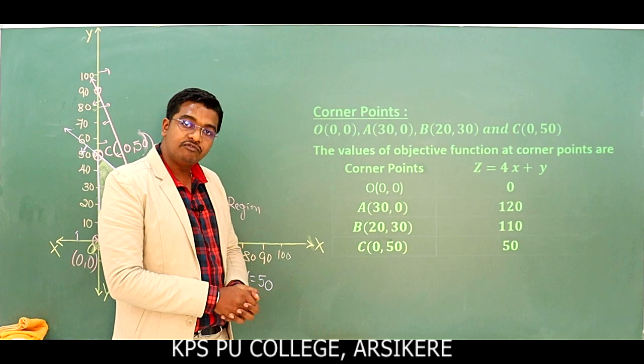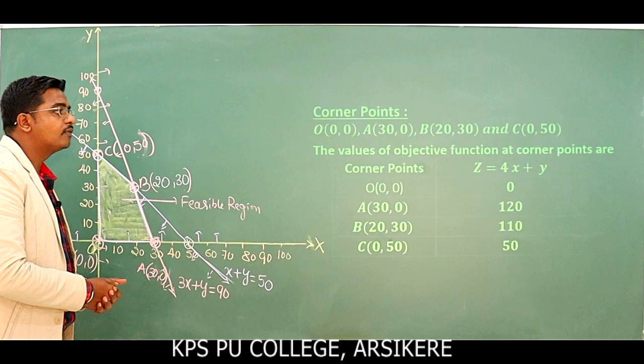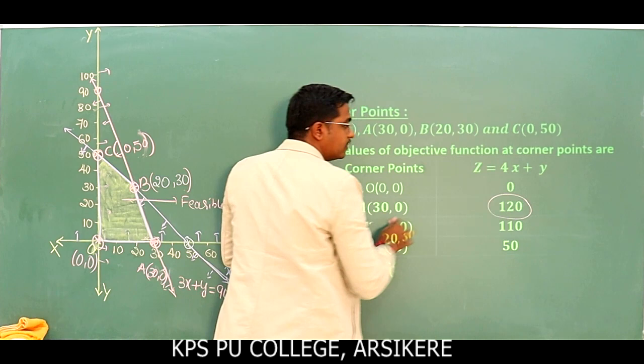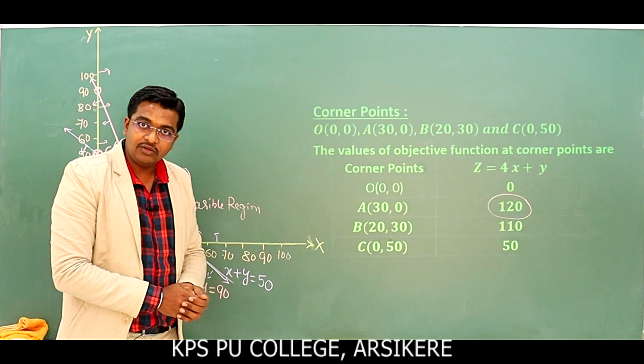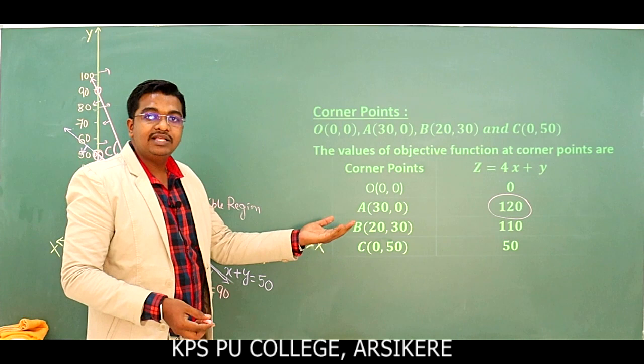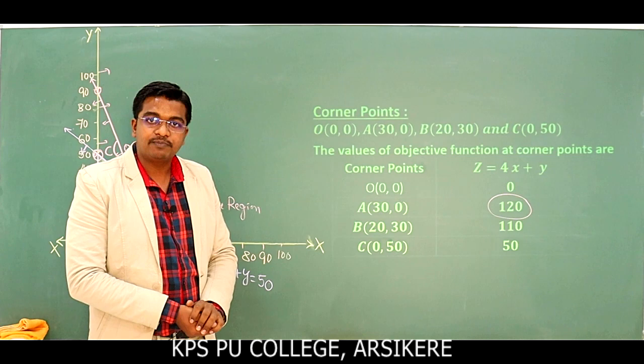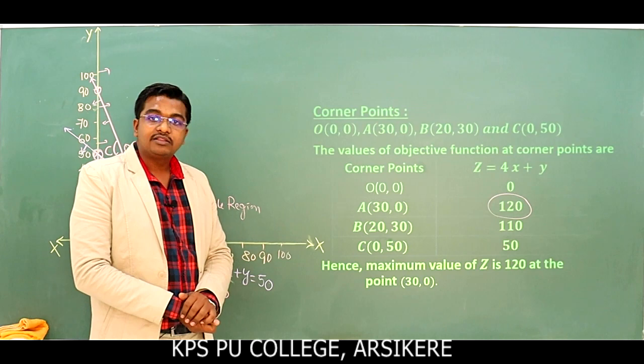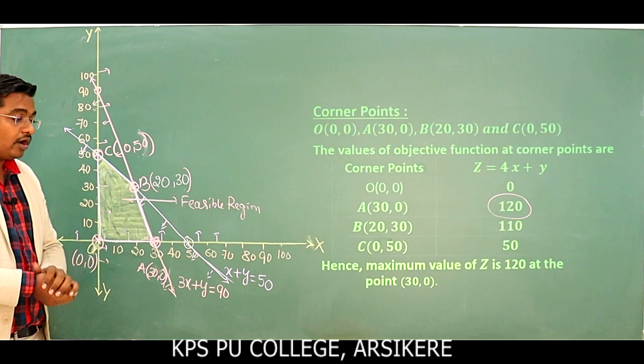Next we need to find the maximum value. So which is the maximum or largest value here? What is the largest value? 120. Okay, so 120 is the largest value among these. Because the feasible region is bounded, we conclude that 120 is the maximum value of the given objective function z is equal to 4x plus y at the corresponding point 30 comma 0. Therefore the maximum value of z is 120 at the point 30 comma 0. So this is the method to find the optimal value of the given objective function when the region is bounded.